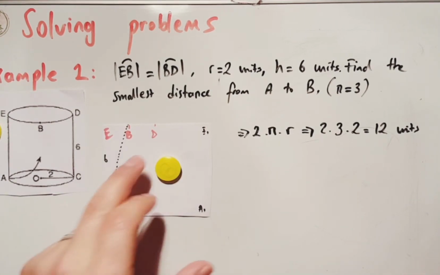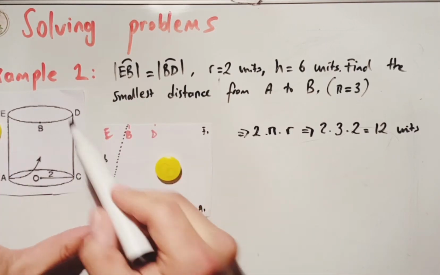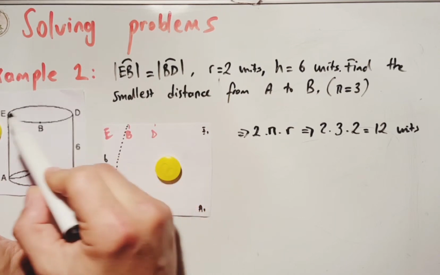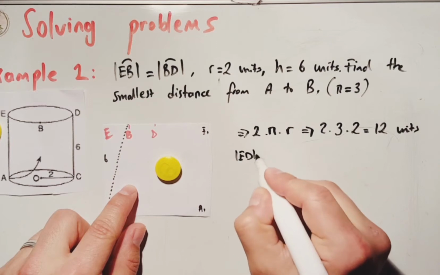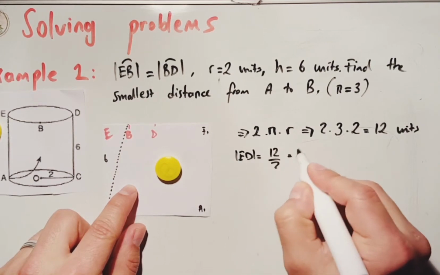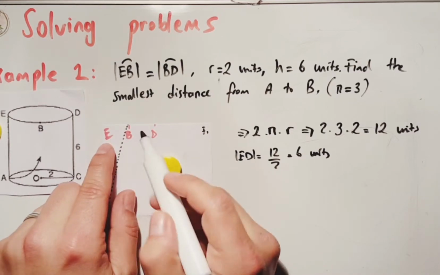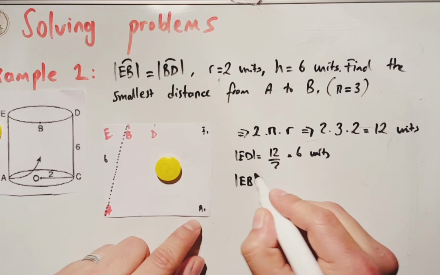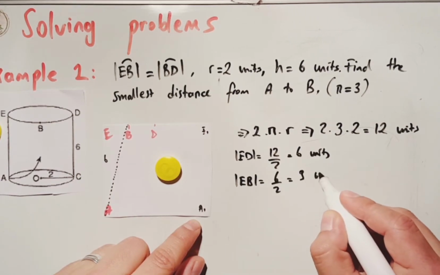And how can you find the length of ED? ED is half of it, half of the length of the arc. So ED is 12 over 2, which is 6 units. And B is the midpoint of ED. Automatically we will get for EB 6 over 2, 3 units.